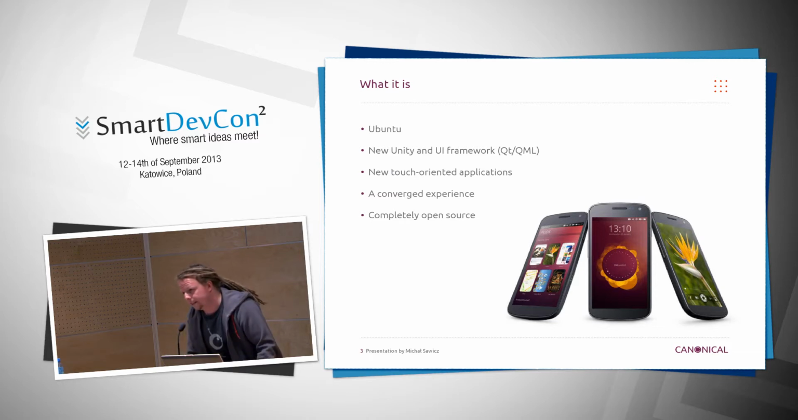The UI framework is Qt and QML for apps as well. So the native apps for Ubuntu Touch are basically written in mostly QML, and if you need C++, if you need any extensions, you can write them in C++.